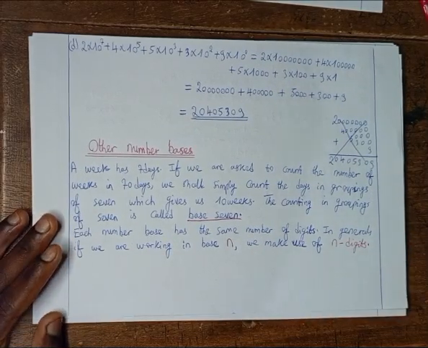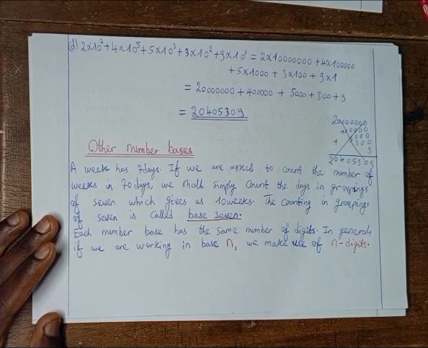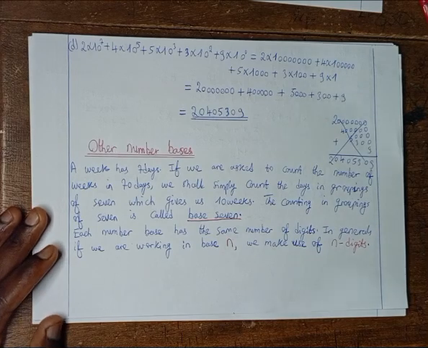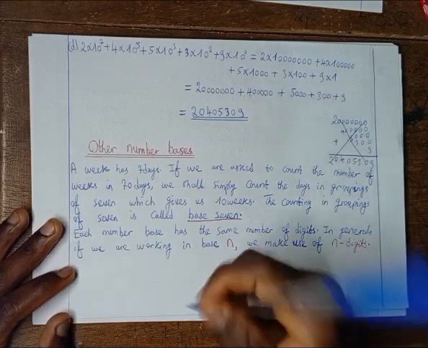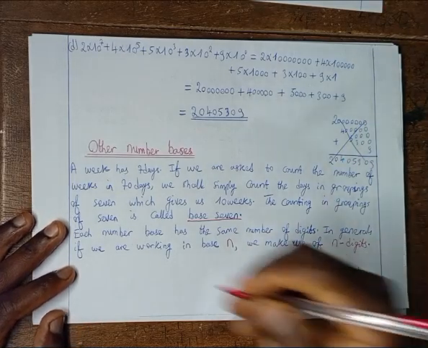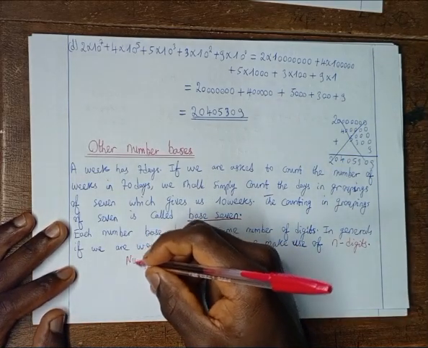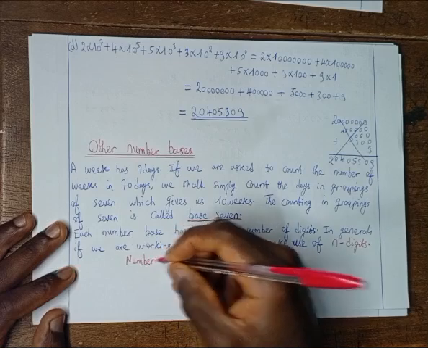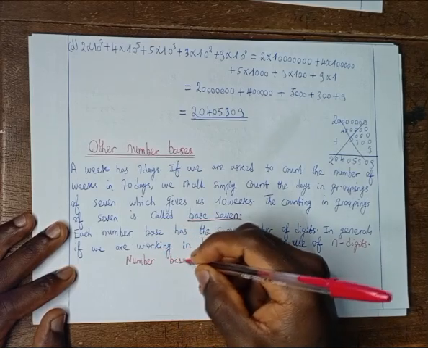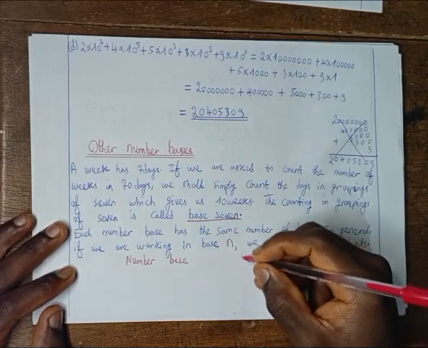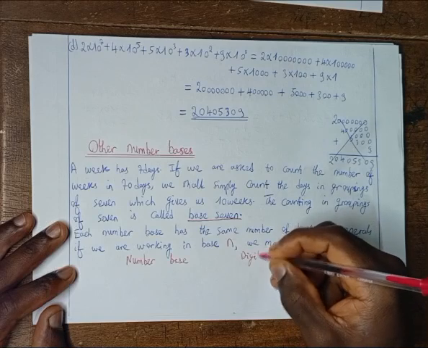Next, I'll draw a table that carries the number base and the digits used in that number base. The first column we have number base. The second column we have the digits used in that number base.